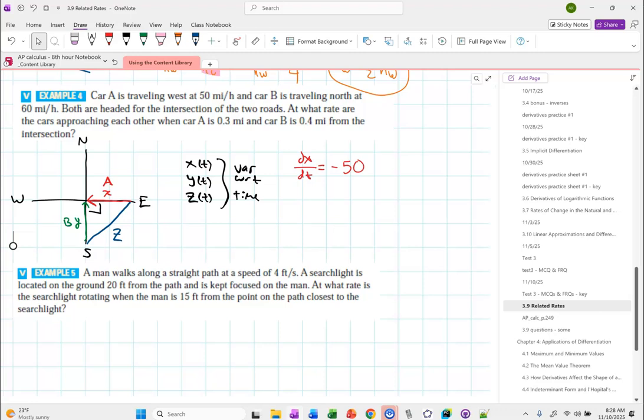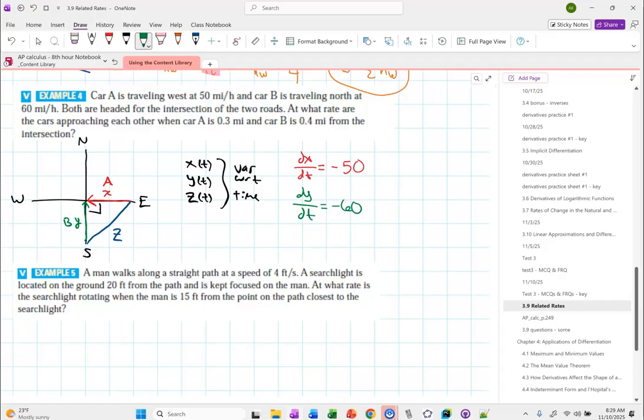Then it says car B is traveling north at 60 miles per hour. dy/dt is also going to be negative. Again, because that length for y is decreasing. Even though it's heading north, heading in the positive direction on the y-axis, that doesn't matter to us. It matters what's happening to the length of y in our picture, right? Because y is the distance from the car to the intersection. Okay. Both are heading for the intersection of the two roads.